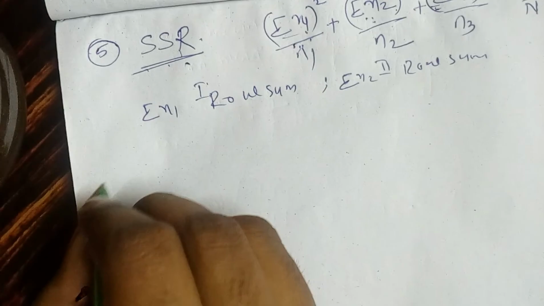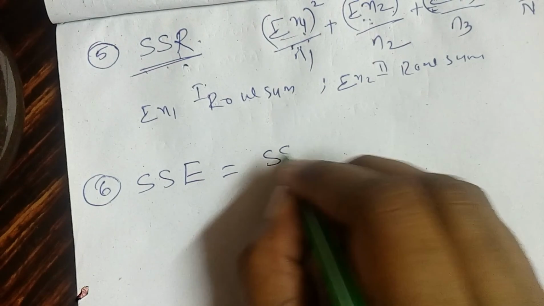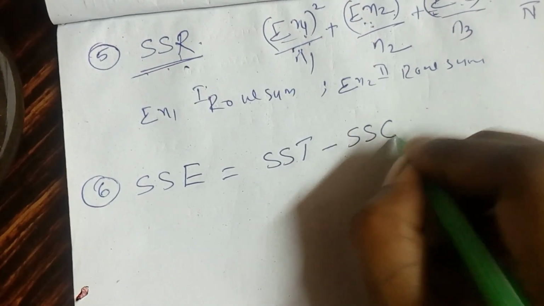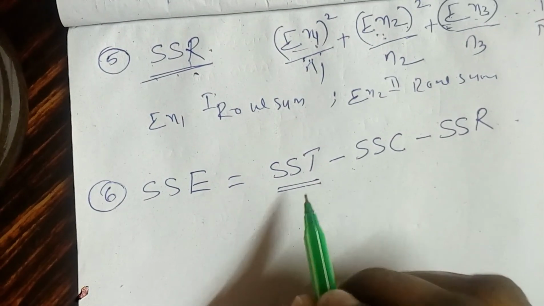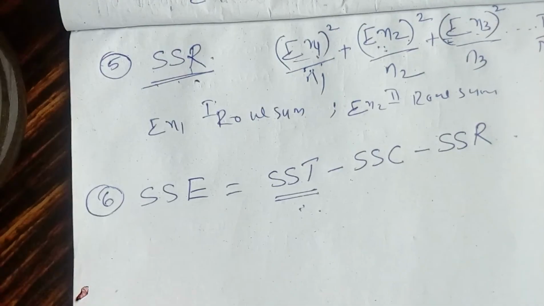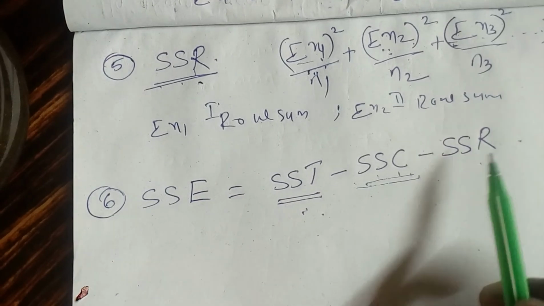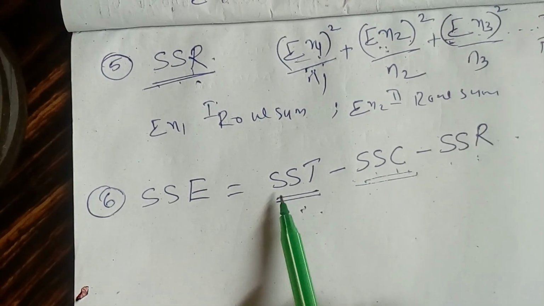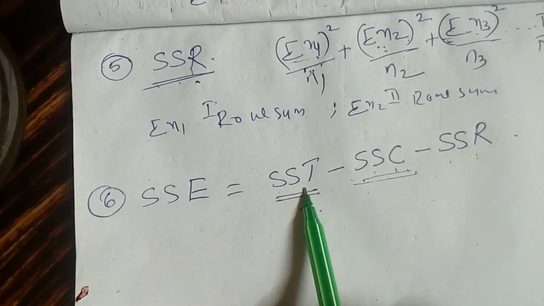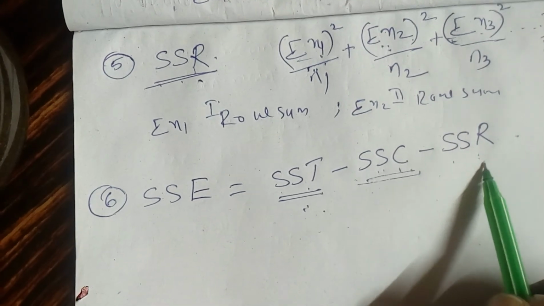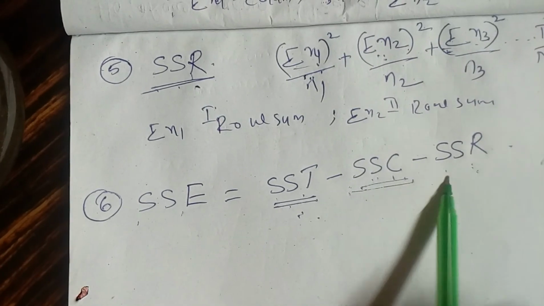Next, you find SSE. SSE is SST minus SSC minus SSR. SST is the sum of squares of all observations, which you already found. SSC is the sum of squares of columns. SSR is the sum of squares of rows. So you find the difference from SST to SSC and SSR. So SSE is SST minus SSC minus SSR.